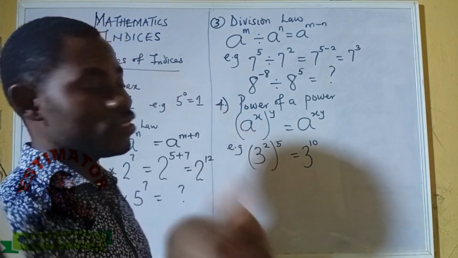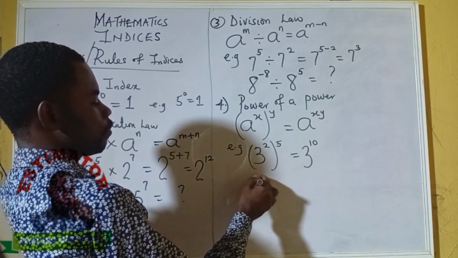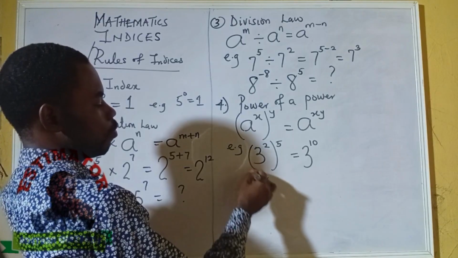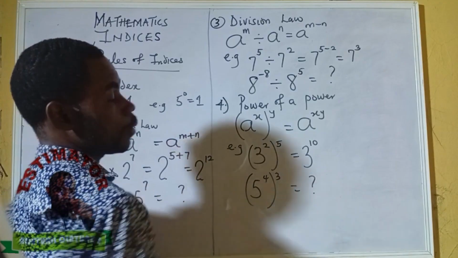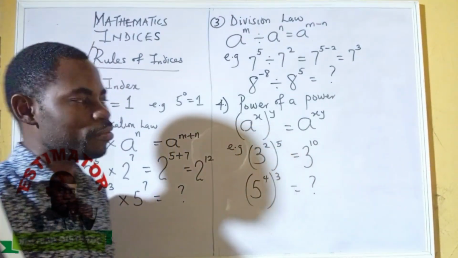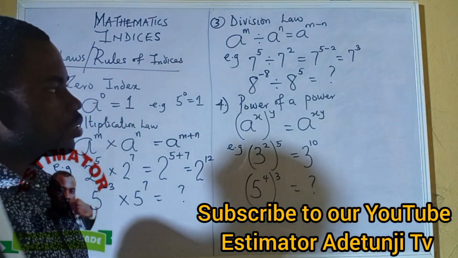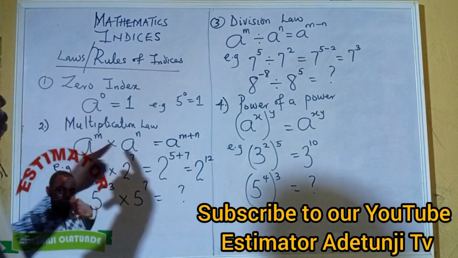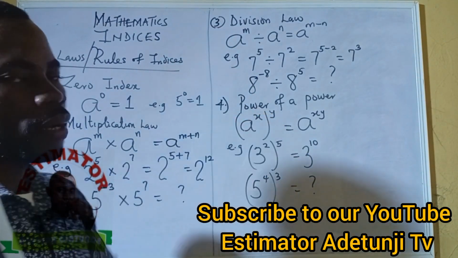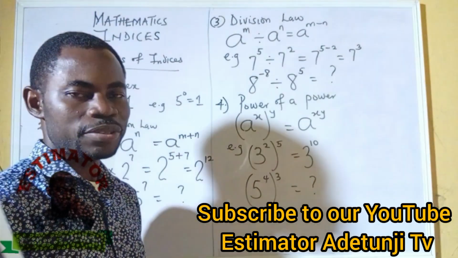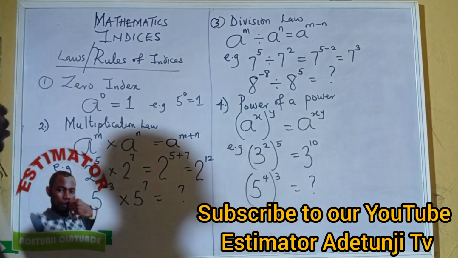If truly you are following me, this is your own. Your own is, if I'm having 5 exponential 4 in bracket of exponential 3, what will be the answer? Put your answer in the comment box. I have stated 4 rules and I'm going to almost 8. That is, I've given 4, 0 index, multiplication law, division law, power of a power. The next one I want to go to right now is very simple. And what's that? Now here we go. Let me clean my book first.